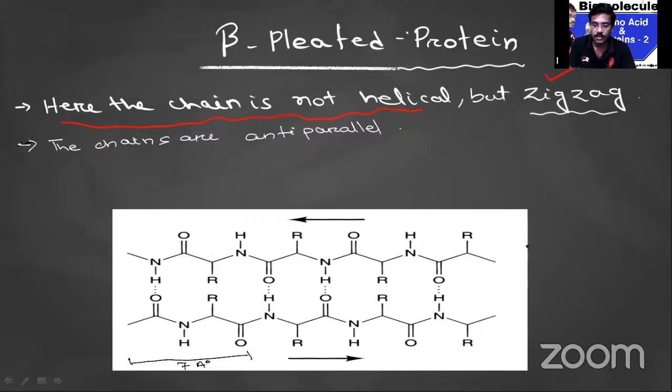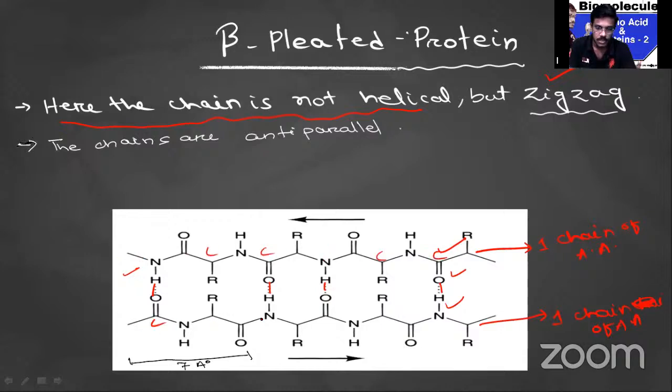This is one chain of amino acid. This is another chain of amino acid. Both of these chains are held together with the help of hydrogen bonds. This is a hydrogen bond. One thing we have to remember: the hydrogen bond will always form between the NH and C=O. Here there will be the presence of C, C, and so on. This is carbon.